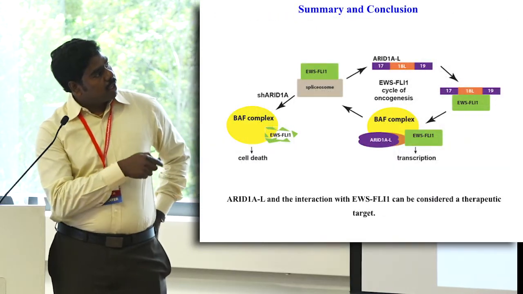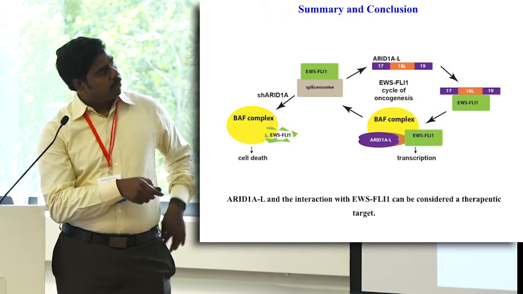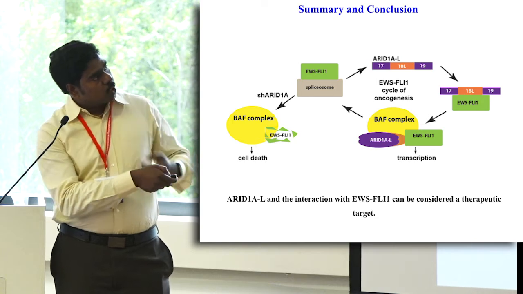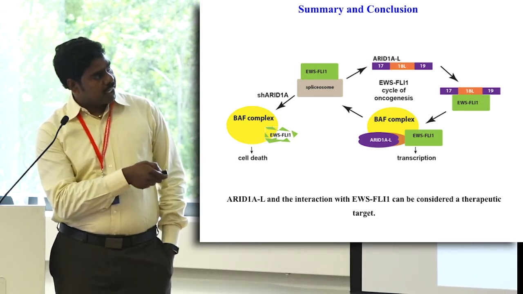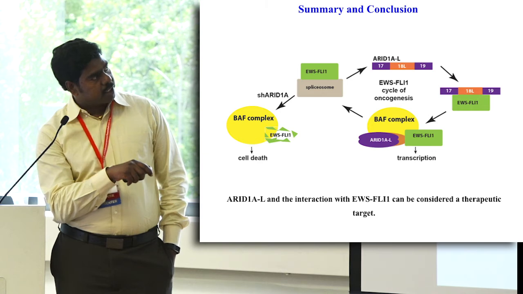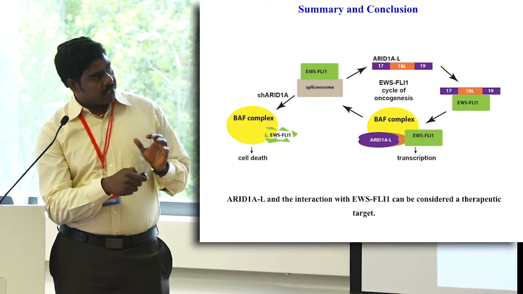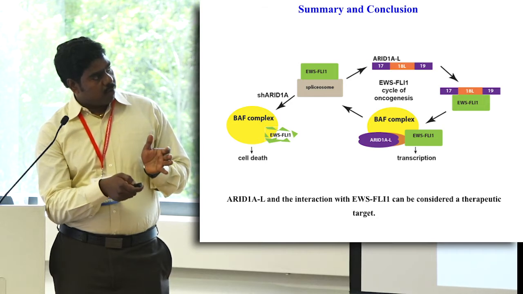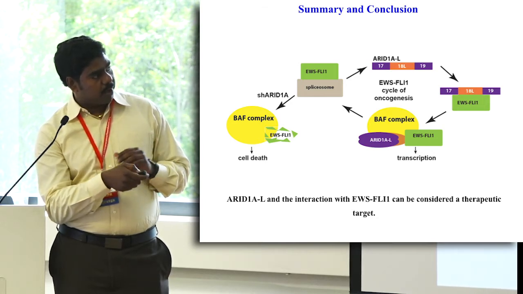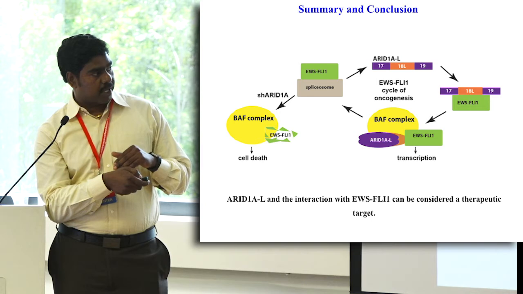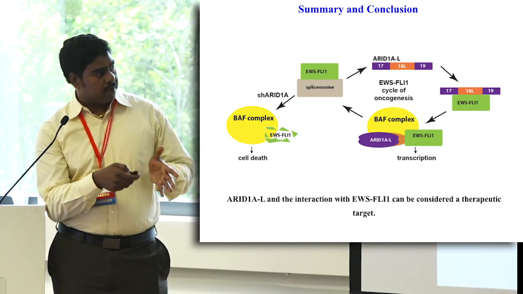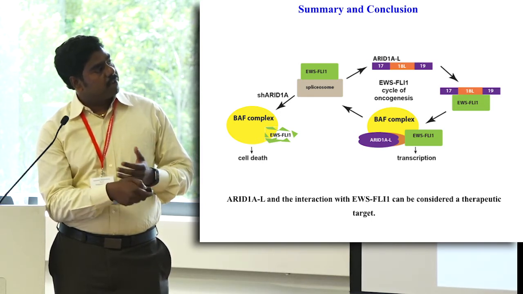So with that, I'm going to summarize with our model. This is the current working model. I showed that EWS-FLI1 can physically associate with the spliceosome complex, and it preferentially prefers the long isoform for its oncogenic activity and growth. And then once EWS-FLI1 directly binds to the ARID1A long isoform, it is able to access the BAF complex, and thereby it controls a lot of gene activity, turning on and off the transcription.